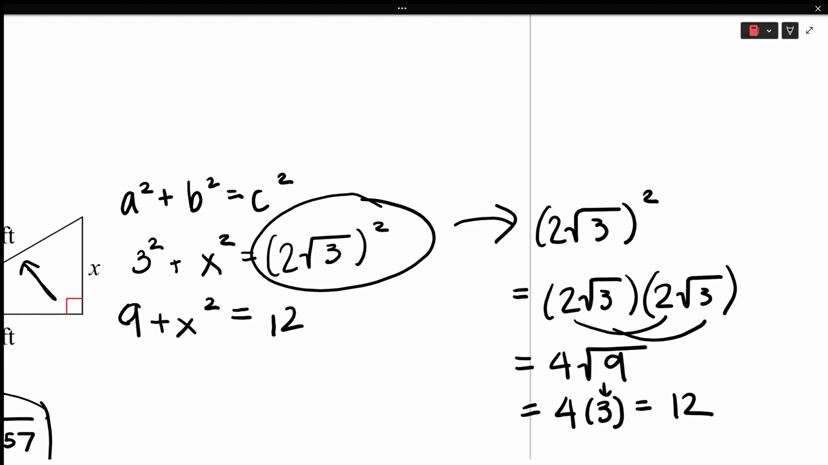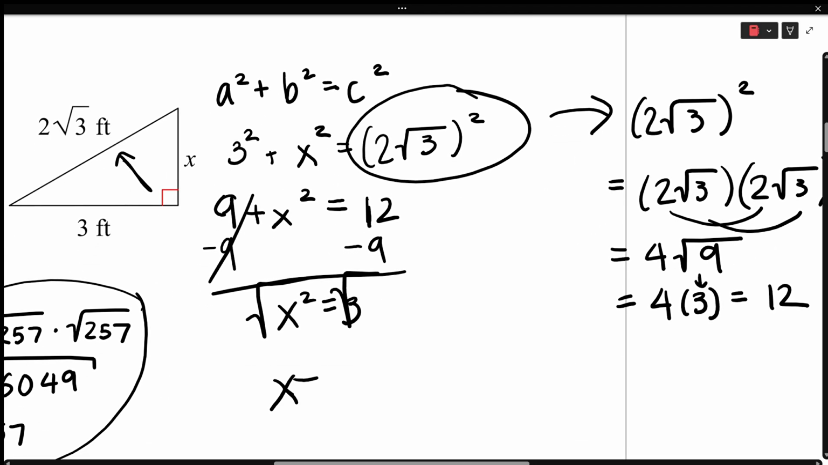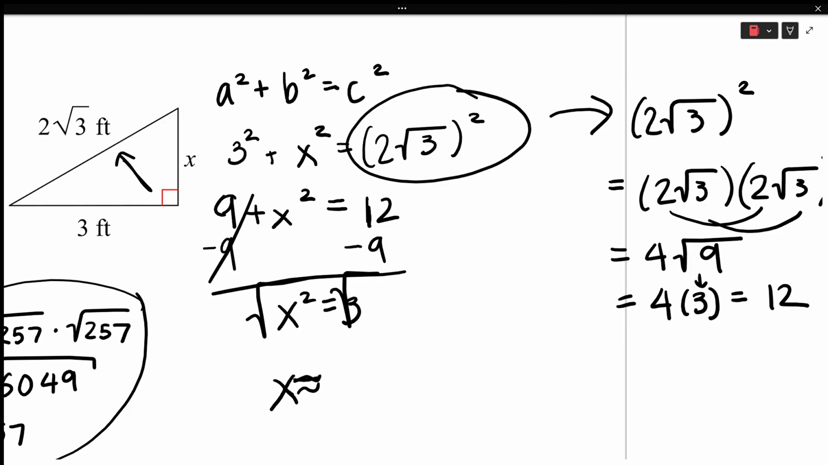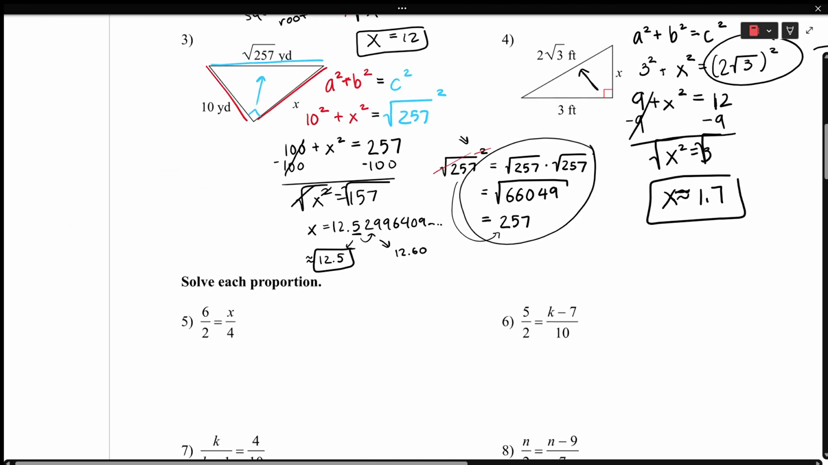All right, so same thing. This turns into 12 minus 9, x squared equals 3, and then square root, okay? Simple stuff here. This should round to 1.7. That's your final answer. Okay, Pythagorean theorem, get used to it. You're going to need to use this in some of your problems on the final.